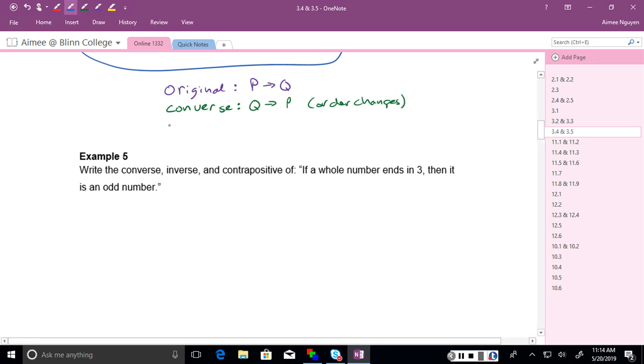After that, I have an inverse. With an inverse, the original order stays the same, but now I'm going to negate both. So this would be if not P, then not Q. So I go back to the original statement. So always when I talk about a converse, an inverse, and a contrapositive, I'm talking about doing something to the original statements, right? So with the inverse, again, order stayed the same. I just negated both. So we're going to say negate both. And then the most important one, the one that you're going to use to help you with your project, is called the contrapositive.